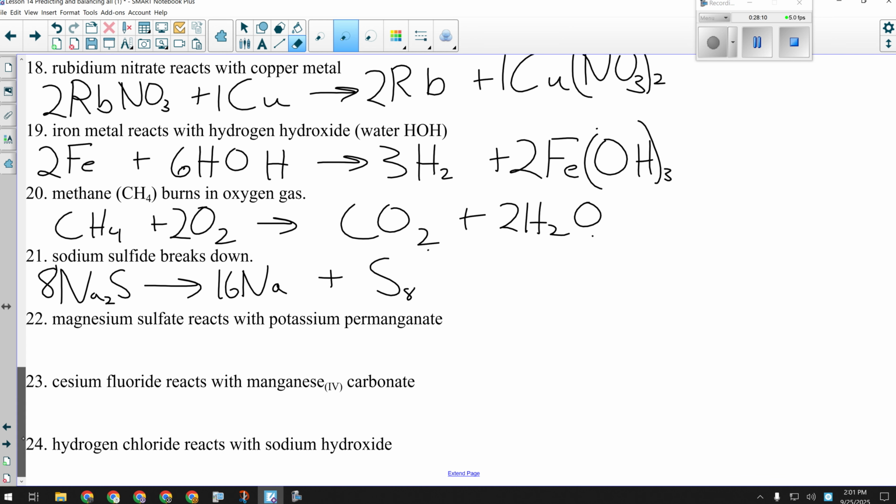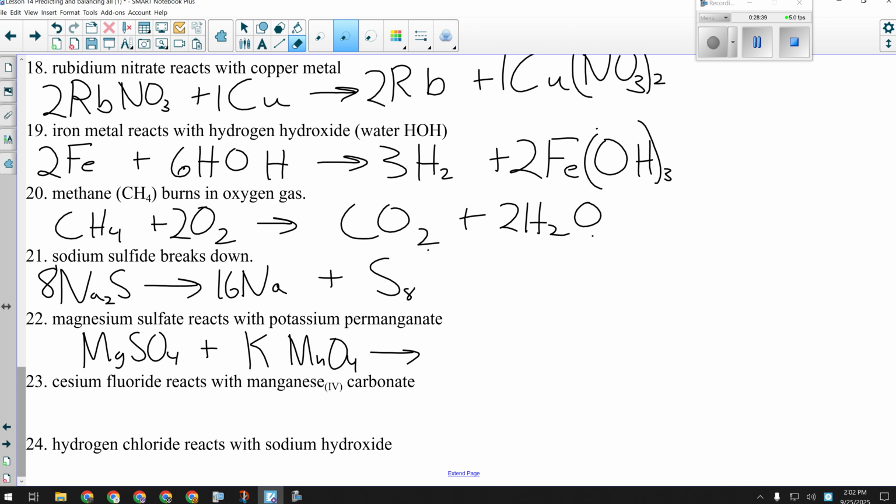Okay, for 22, magnesium with sulfate, SO4, that's a -2 and that's a +2, so that compound is fine the way I wrote it. It's reacting with potassium permanganate. K is a +1, permanganate, MnO4, is a -1. So that compound's also okay the way I wrote it. What kind of reaction would that be? That's a double replacement reaction.